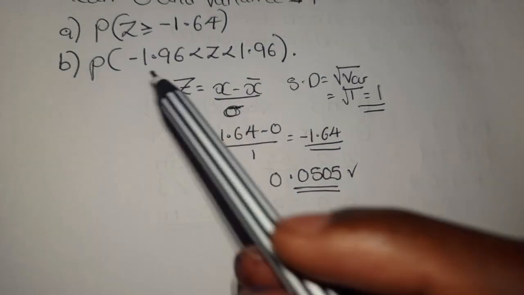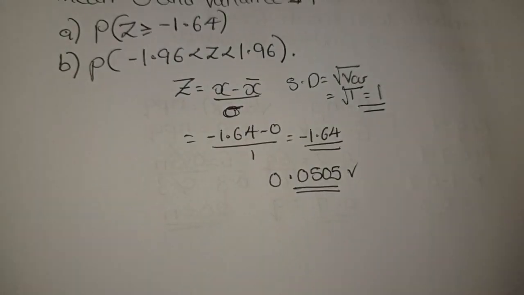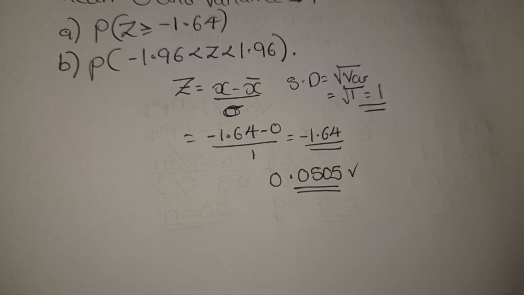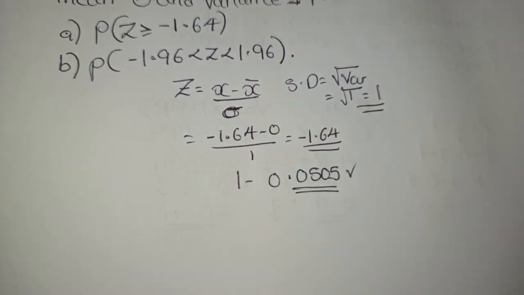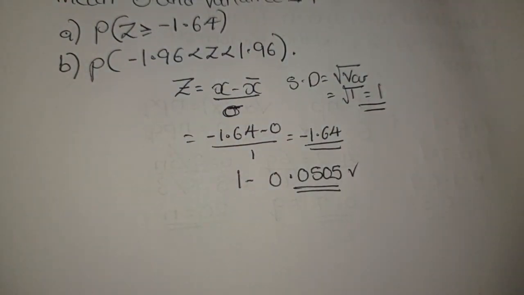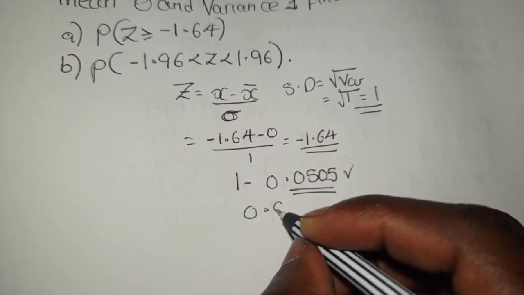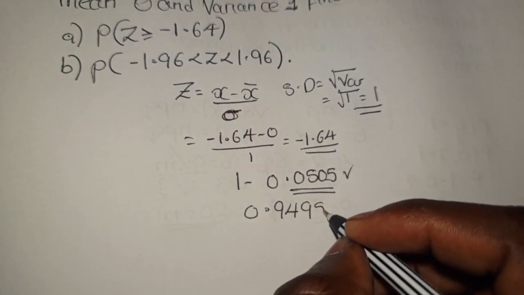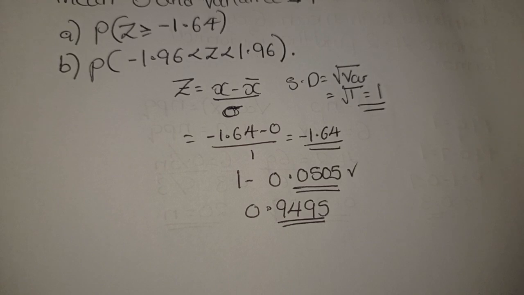But remember, we are told that we should find the value that is greater. So when you are told to find the value that is greater, you need to grab your calculator and subtract this value from 1. So you will say 1 minus 0.0505. You get the value to be 0.9495. So this is how you calculate that Z score, the one you are given.